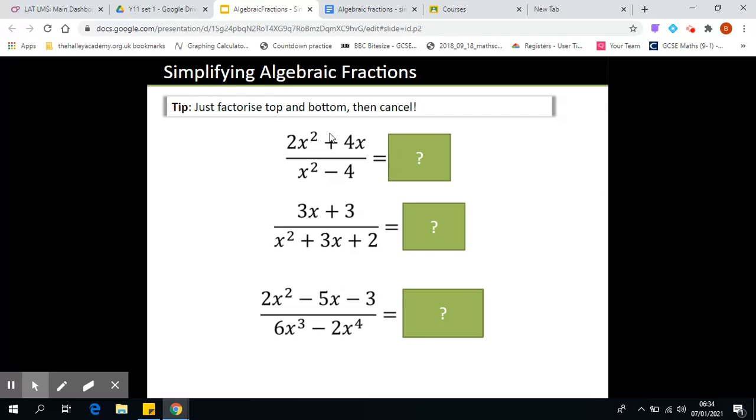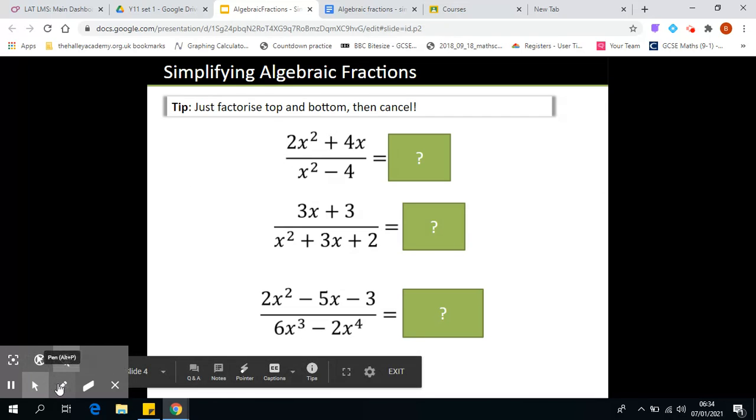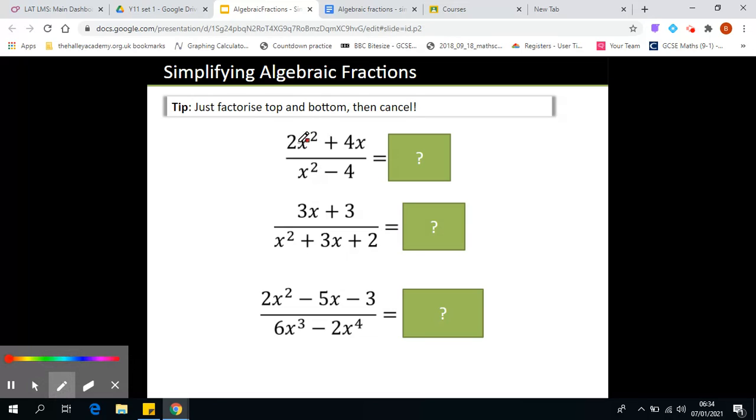Let's look at the first example. 2x squared plus 4x can be factorized as 2x is the common factor, brackets, which provides you x plus 2.